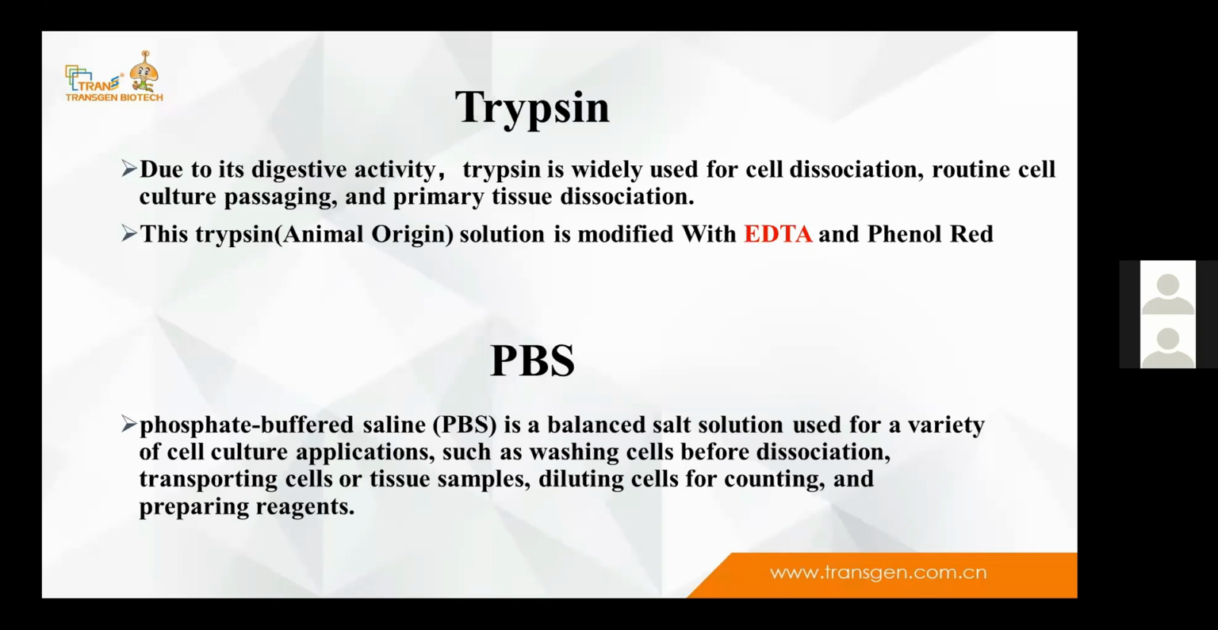And the phenol red shows the pH value. If the pH value is lower than 7, the phenol red will turn red. If the pH value is larger than 7, usually the phenol red shows purple. So it will tell us whether or not the pH value is in the right range. And PBS is a balanced salt solution widely used for a lot of cell culture applications, such as washing cells before dissociation, transporting cells and tissue samples, diluting cells for counting, and preparation of reagent.